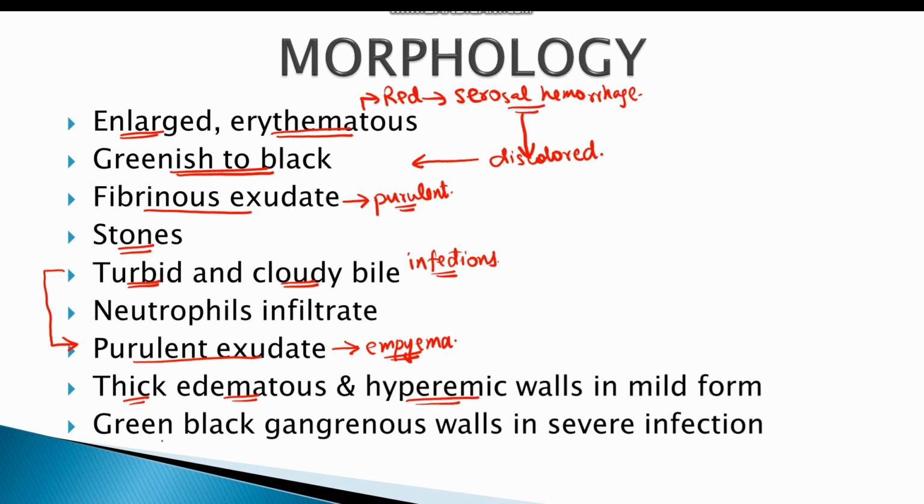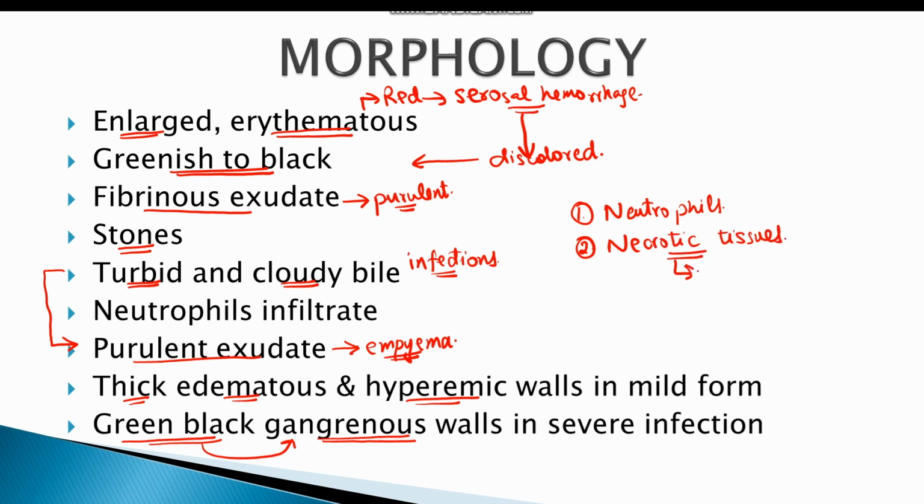Whereas in the severe infection, the walls are greenish to black in color, which is due to gangrene of the gallbladder wall. The histological picture reveals the presence of neutrophils, which indicate the acute inflammation. Moreover, certain necrotic tissues are also present in the histology, demonstrating gangrene.